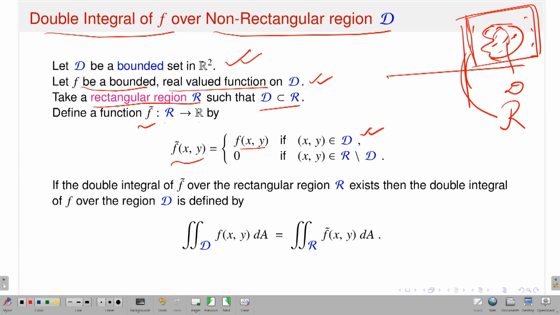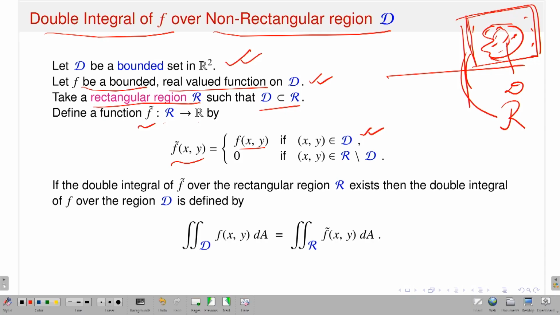If I define this one, now you will have the function f2 del defined on a bounded rectangular region. I already discussed that if I have a bounded function defined on a bounded rectangular region, then there is the notion of the Riemann-Darboux integral, or Riemann integral, or double integral. So, therefore, it makes sense because I have a bounded rectangular region.